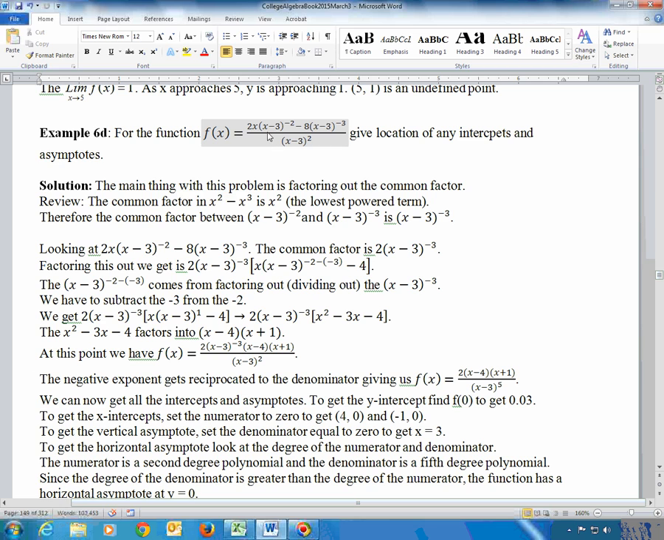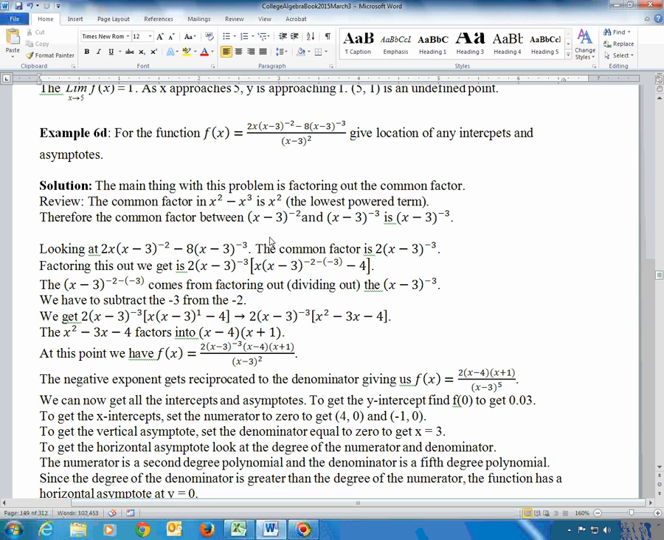Now, we can see that the common factor is x minus 3, but to what power? See, there's an x minus 3 here. There's an x minus 3, but do we factor it out to the negative 2 or to the negative third? Well, look at an easier problem. What's the common factor for this expression? X squared minus x cubed. The common factor is x squared because it's the lowest power. We'd factor out the x squared.